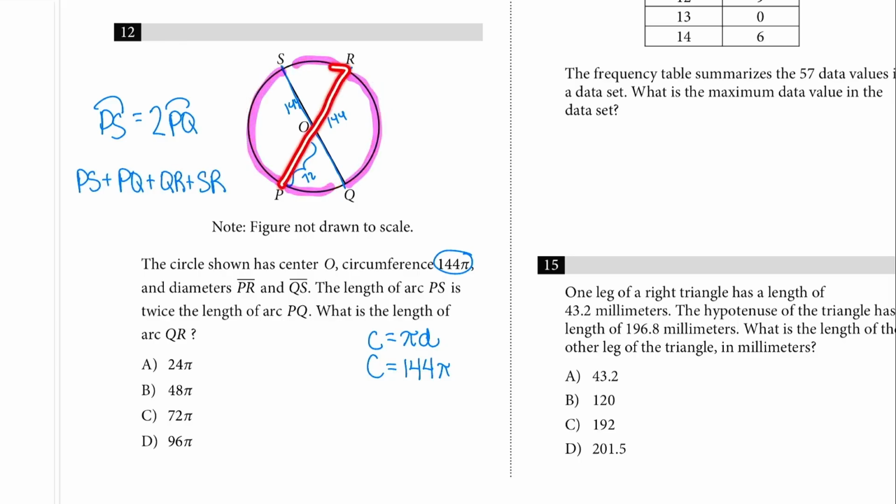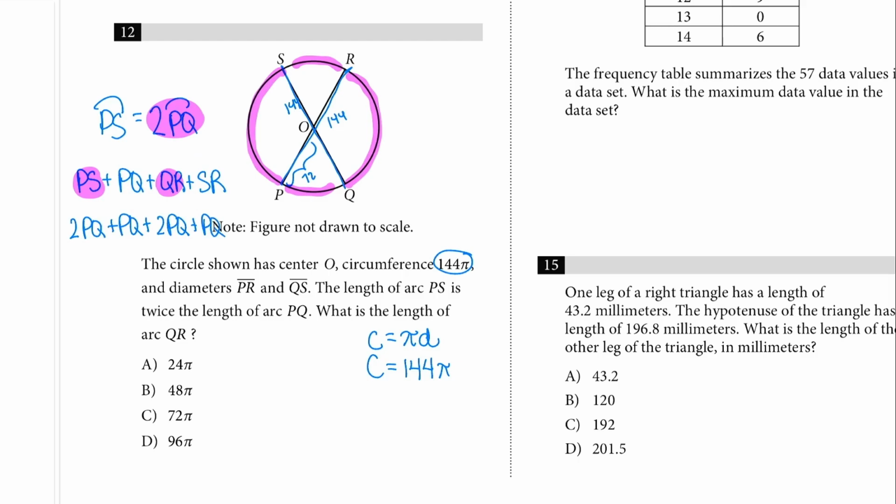Now, since we have a diameter, we know that this is a half circle. So really what we could do is just take half and multiply it by 2, but we are just going to know that they are going to be the same. So let's go ahead and substitute 2PQ for PS. And since we know that PS is going to be the same as QR, we can substitute this one too. And then SR is going to be the same as PQ, so we can replace this one with PQ as well.